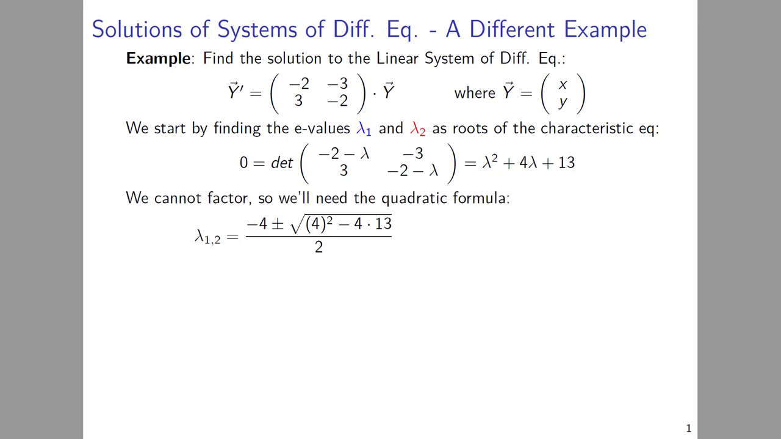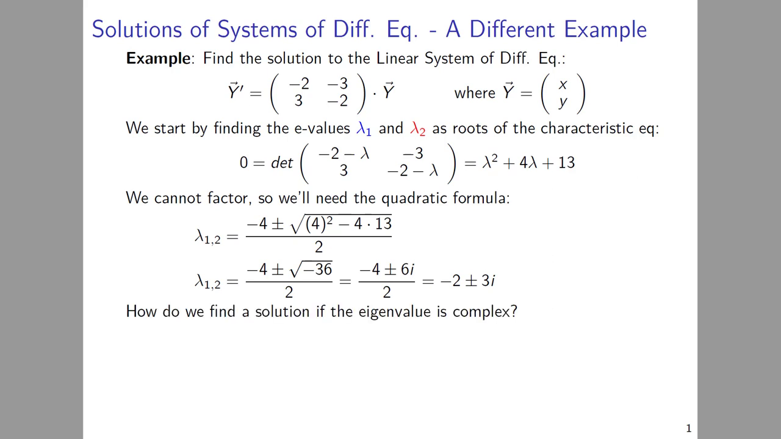We won't be able to factor this quadratic, so we'll need to use the quadratic formula, which gives us that λ1 and λ2 are (-4 ± √(4² - 4·13)) / 2. Simplifying what we have inside the radical, 4 squared is 16 minus 4 times 13, which is 52, to give us -36. But this means we'll have complex solutions for our eigenvalues, (-4 ± 6i) / 2, which reduces to -2 ± 3i.